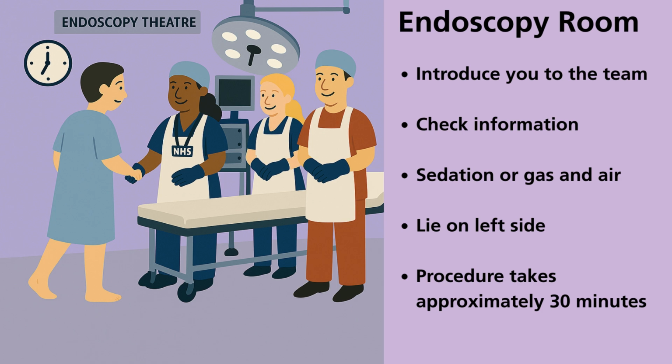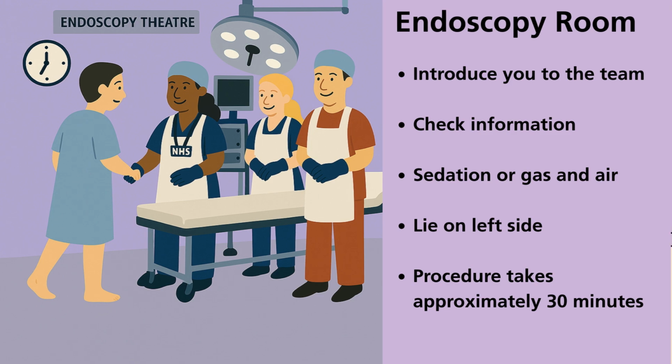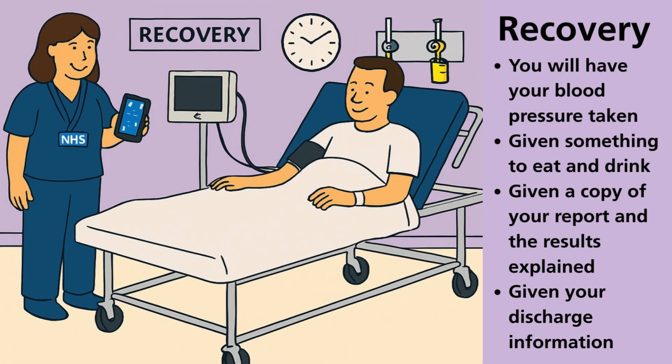The endoscopist will start with a finger examination of your bottom to make sure it is safe to enter the scope. The scope will then be inserted. After your procedure, you will be taken into the recovery area. In here, we will check your blood pressure, your heart rate, your oxygen levels in your blood, and your temperature. We will give you something to eat and drink.